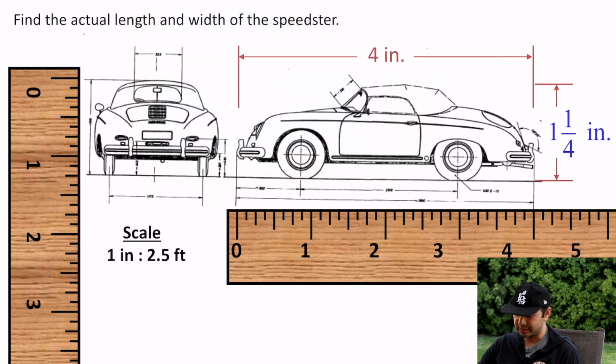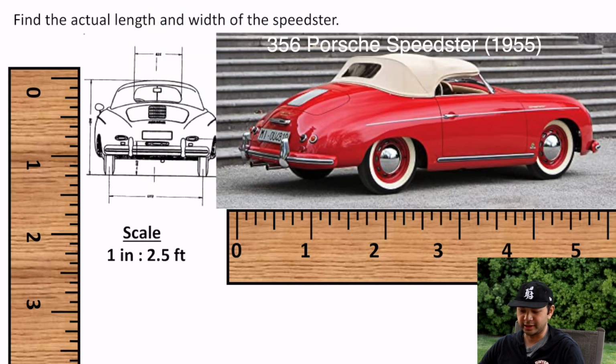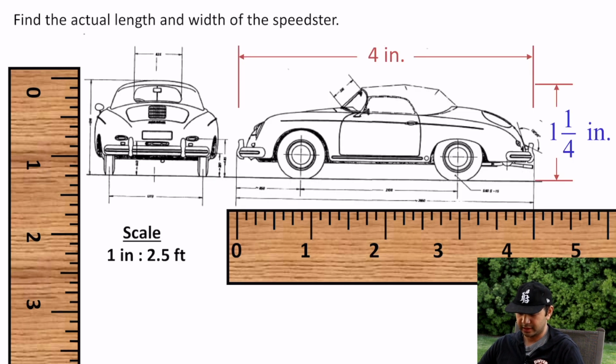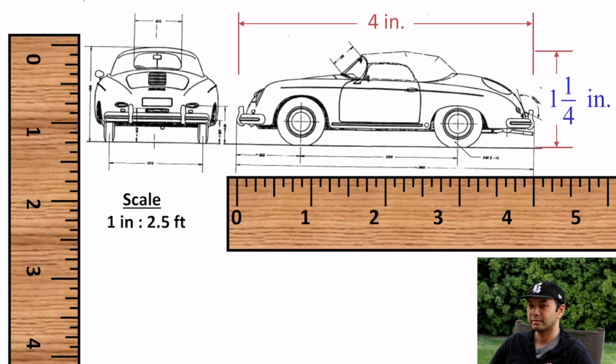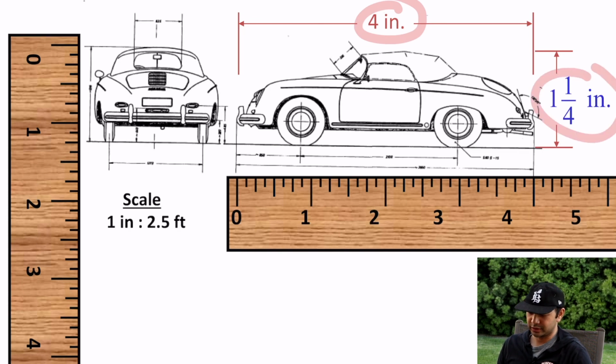We have a Speedster here. It looks like a Porsche, I guess, like a really nice, cool old one. Here we have, it looks like a model. Okay, the scale here shows that 2.5 feet in real life is 1 inch on this model. And they show a little ruler, and I've shown the measurements here as we have 4 inches and 1 1/4 inch. Okay, so what's the actual length and width?